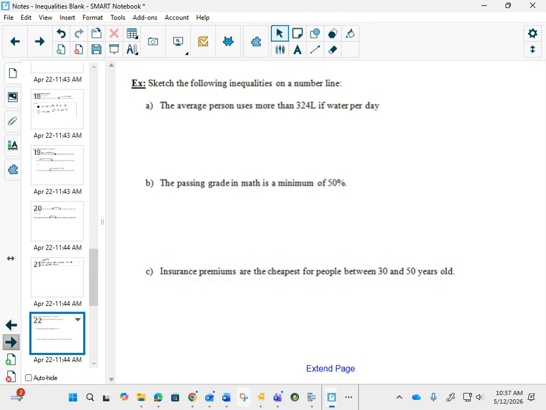Okay, sketch the following inequalities on a number line. Do you think this is true? The average person uses more than 324 liters of water in a day? That seems right, if you shower, every time you flush a toilet. How much do you drink?